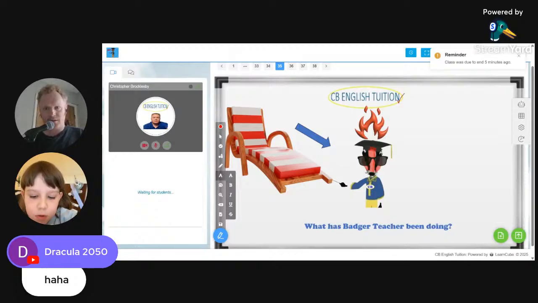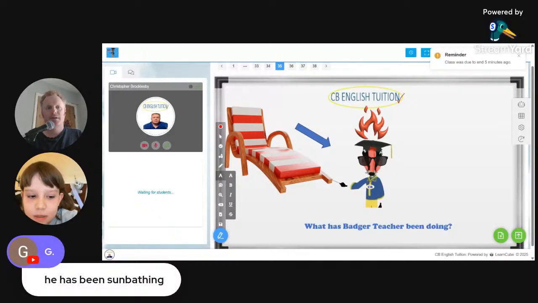So can you make a sentence? What has Badger been doing? Badger has been lying on a sunbed. Yeah, good. We have another one from G. What does G say? Badger has been doing what? Sunbathing. Sunbathing. Yeah. Did you know that word, sunbathing?